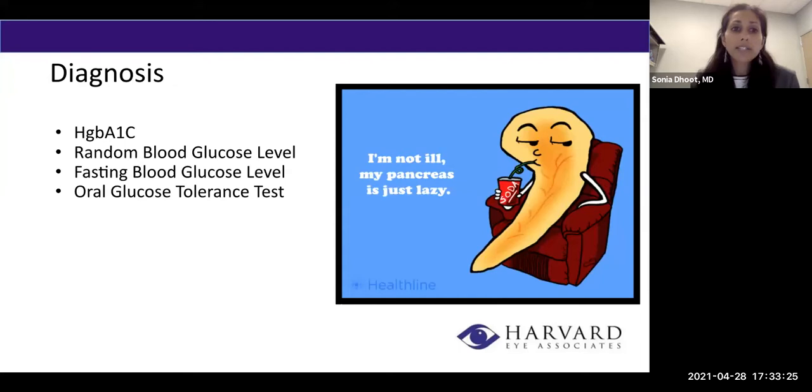For the diagnosis of diabetes, there are a couple of different ways we can make the diagnosis. There's something called a hemoglobin A1C, which is basically a test of what our average glucose levels have been over a 3-month period. And that's a really important number that primary care doctors, endocrinologists, and even ophthalmologists will use to track how your diabetes has been trending. You can also do a random blood glucose level, a fasting glucose level, and an oral glucose tolerance test, which we often use for patients who are pregnant.